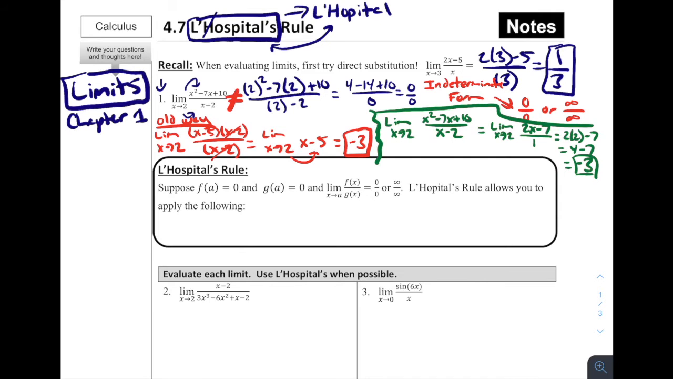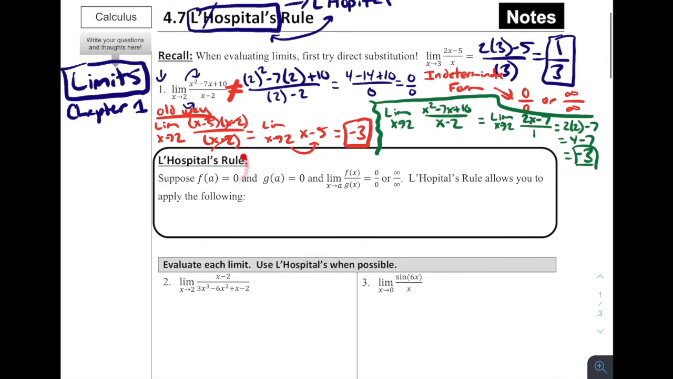So let's step back and talk about what L'Hopital's rule is and how we know we can use it. The statement of L'Hopital's rule says, suppose f of a is equal to 0 and g of a is equal to 0. So in this case, if I take the limit as x approaches a and I plug a into the f function and into the g function, that I get 0 over 0 or infinity over infinity, aka indeterminate form.